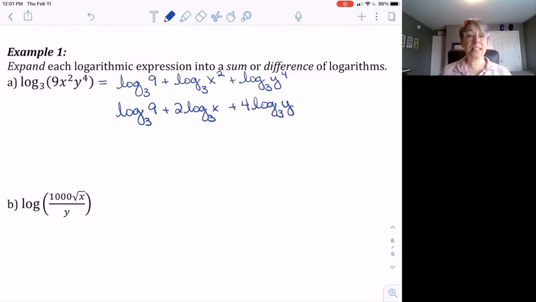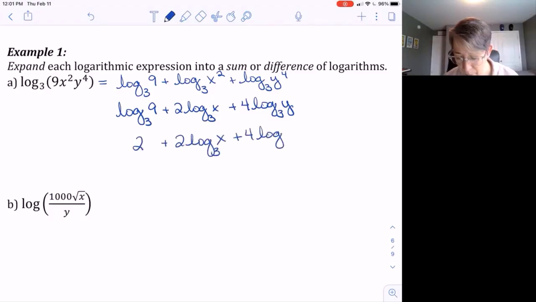Now it looks like we're done because everything is simplified, except we can go further with that first logarithm. Notice you have a base 3 and an argument of 9. There is an exponent. 3 squared gives us 9. So this entire logarithm can be replaced with the number 2. So we get 2 plus 2 log base 3 of x plus 4 log base 3 of y.